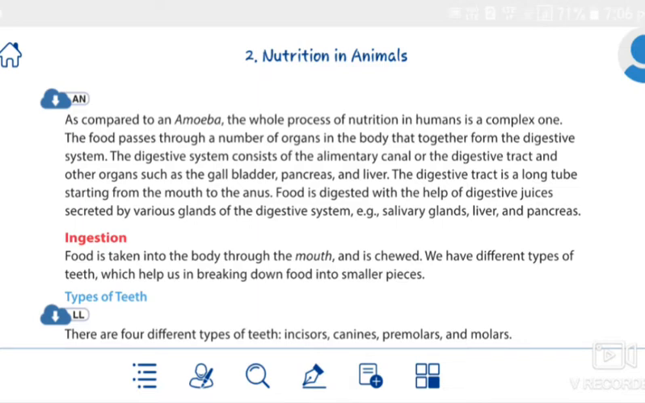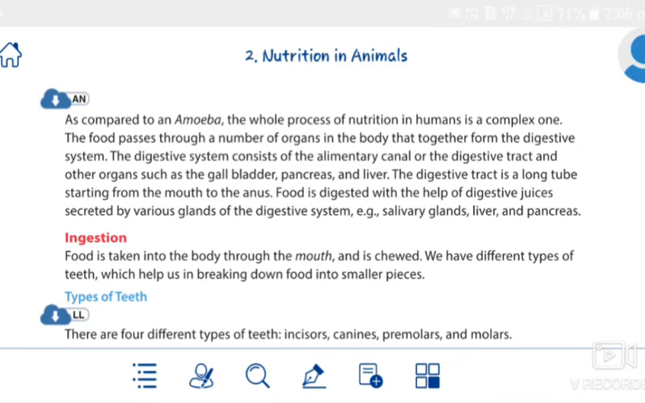First let's see the first stage of digestion, that is ingestion. Ingestion means the intake of food into the body. Here the process of nutrition starts in the mouth. The food is taken into the body through the mouth. The teeth break the food into small pieces in the mouth.